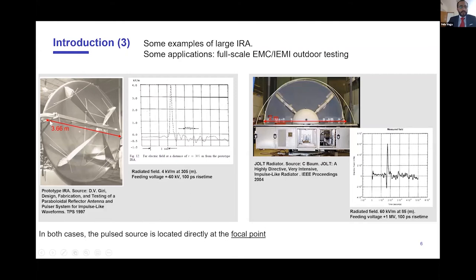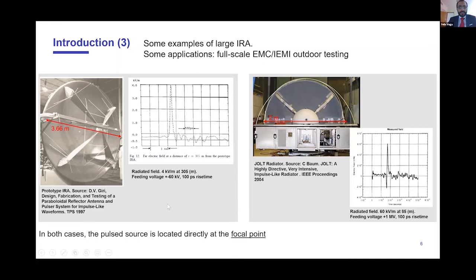antenna. As you can see, it's a very large reflector, 3.66 meters in diameter, and can radiate 4 kilovolts per meter at 300 meters of distance. The rise time of this signal you can see here is very short, in the order of less than 100 picoseconds. This was published, of course, in Transactions on Plasma Science in 1997.